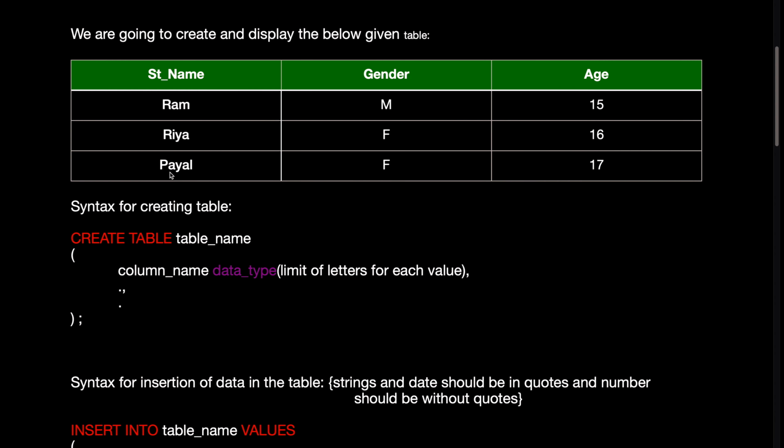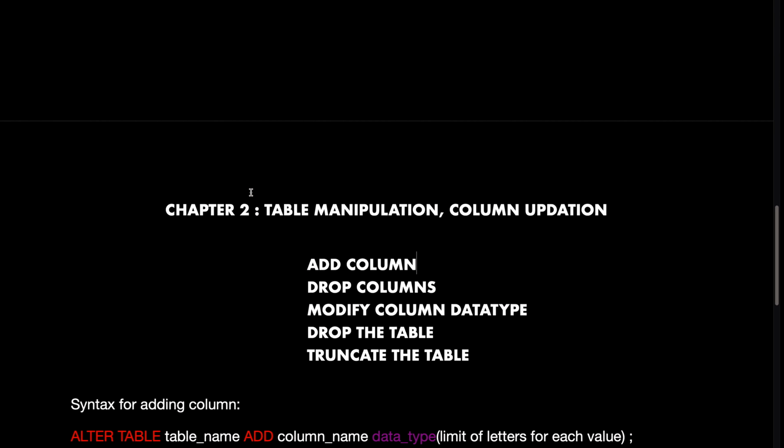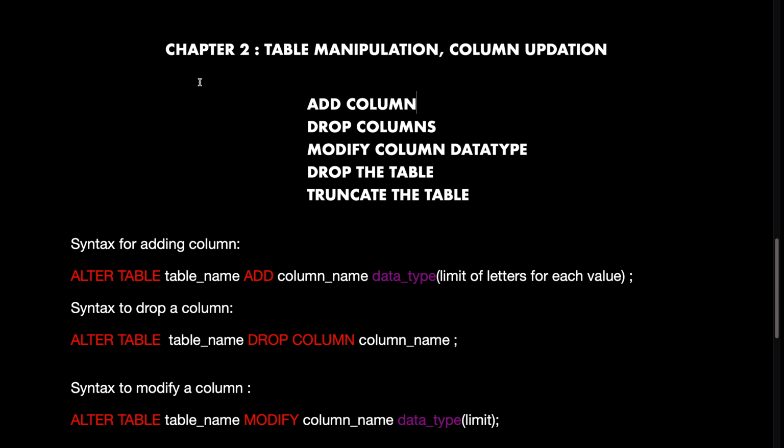So the very first thing in chapter 2 is that we are going to add a column to our table. So how can we add a column? In order to add a column, we need to go through the syntax. We need to write alter table followed by table name. Then we have to add this keyword, that is add, followed by the new column name that we are adding, followed by data type and the limit of characters that we want to put in that column.